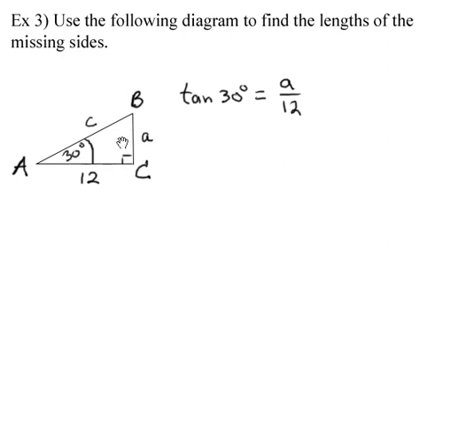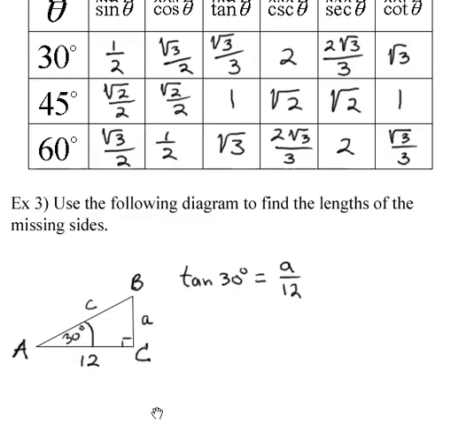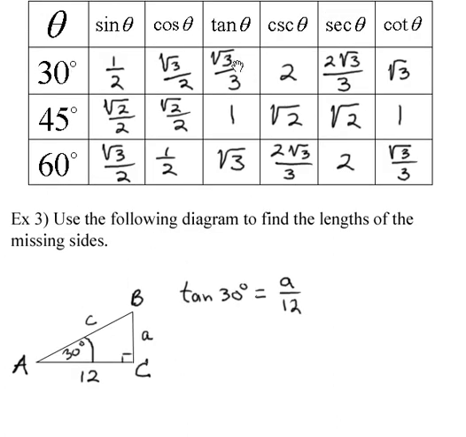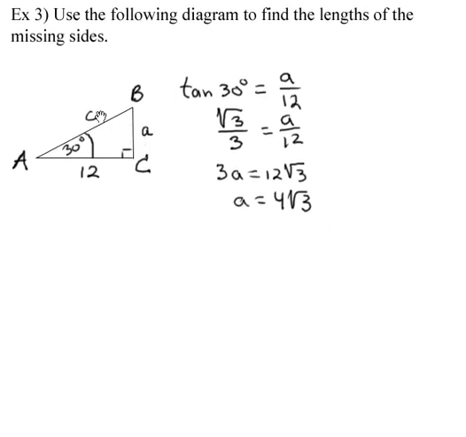Well, we know that the tangent of 30 is opposite over adjacent. So tangent of 30 would be A over 12. Now if we need the little chart as a refresher, you can look up the tangent of 30. And the tangent of 30 is the square root of 3 over 3. That equals A over 12. We have a proportion, so the product of the means equals the product of the extremes. And we get 3A is 12 square roots of 3. Divide both sides by 3, and A is 4 times the square root of 3. Alright, so that's finding one of our missing sides, A.